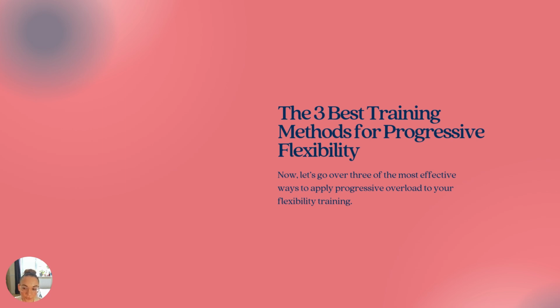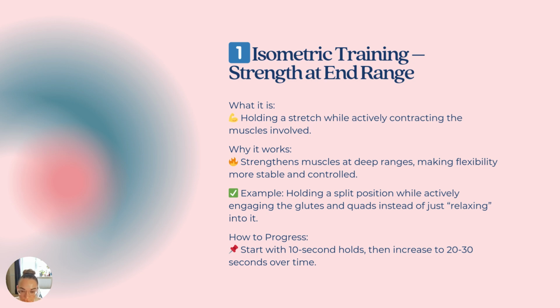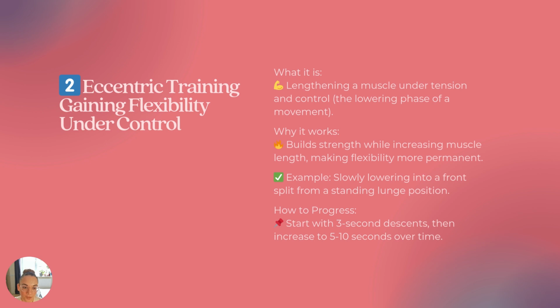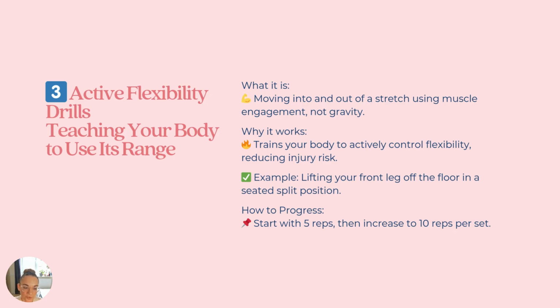The 3 best training methods for progressive flexibility are, first, isometric training, strength at the end range, so holding the stretch, as we discussed, holding your splits position instead of just relaxing. You start with just 10 seconds and slowly increase your time. Then you can do eccentric training, your lowering phase, slowly lowering into your splits. You start with a 3-4 second descent, and then you increase the time it takes you to lower yourself into the splits. And then your active flexibility drills, such as PNF, and using strength, moving in and out of the stretch using muscle engagement instead of gravity. You can start with several reps. What I like to do, for example, is also use props such as foam rollers, and sliders, where I can slide up and back down into my splits.